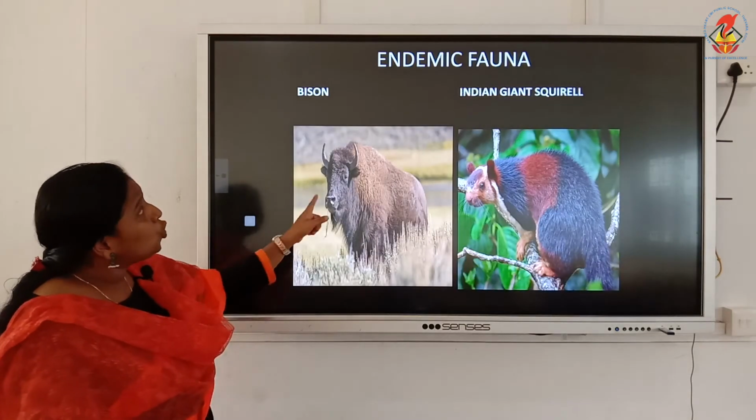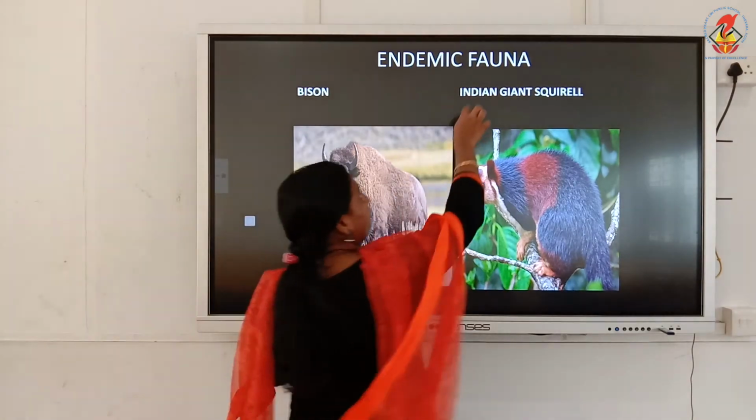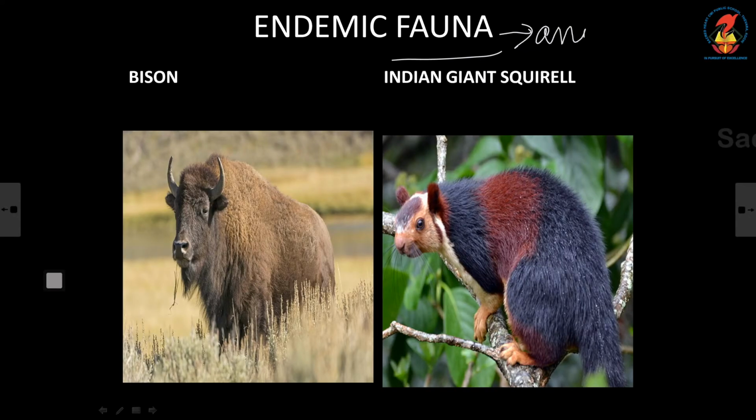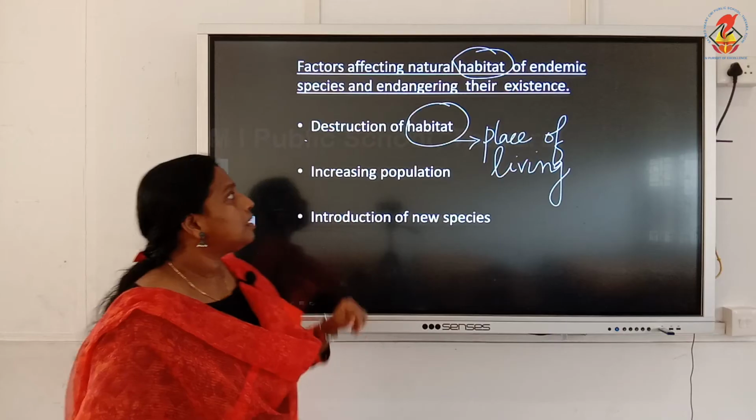Next, 2 endemic fauna. What do you mean by fauna? Fauna means the animals. Okay, and you know the term endemic. What is endemic? Isn't it? They are found only in that area. So, 2 endemic fauna of Pachmari Biosphere Reserve: Bison and Indian giant squirrel.